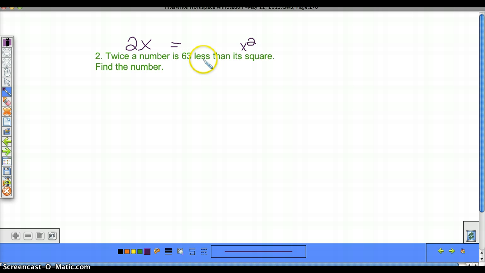Now, 16 less than, that's where I see a huge mistake most of the time. That does not mean 16 minus. That means x squared minus 16. So our equation for this problem is going to be 2x equals x squared minus 16.